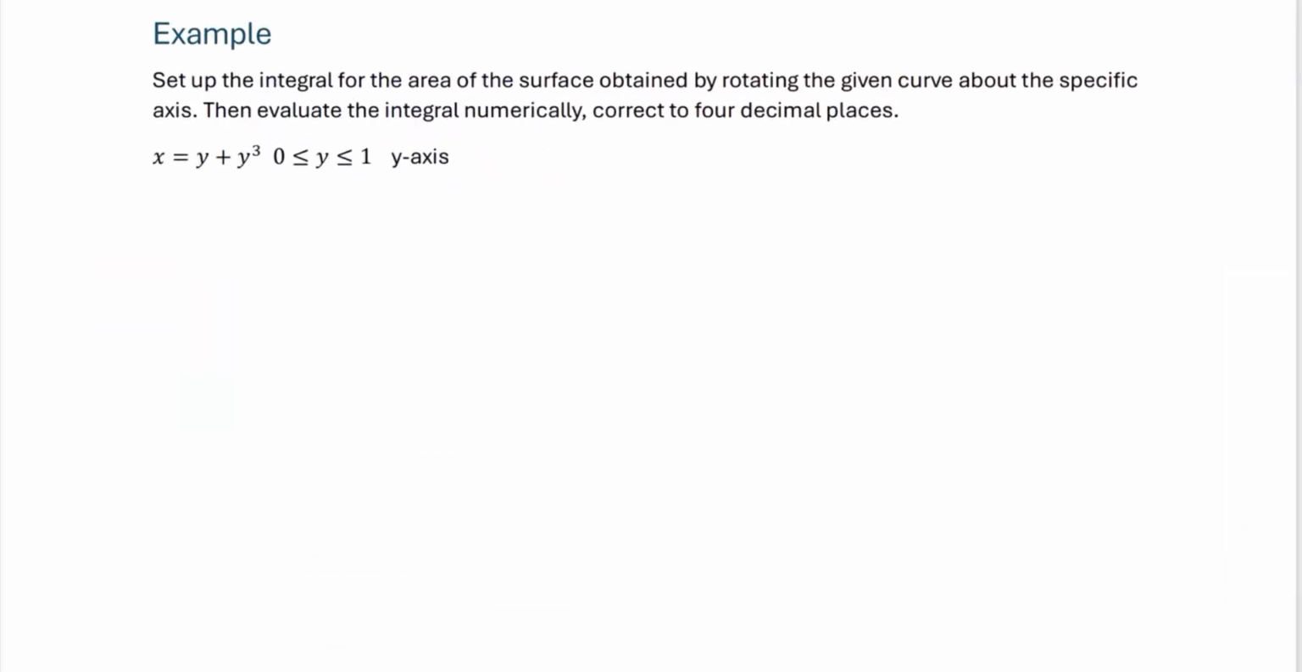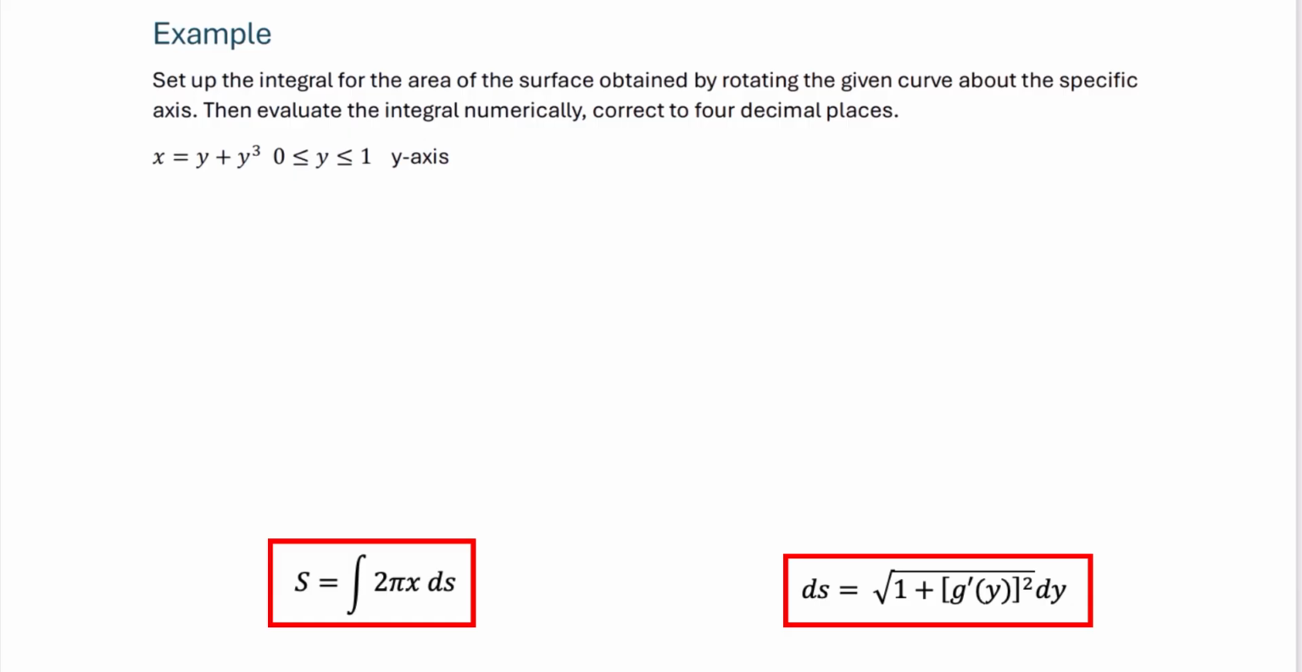In this example, we're rotating the curve around the y-axis. Again, using the formula, it's helpful to first find the derivative. So let's find the derivative. This time we'll do it with respect to y. We get 1 plus 3y squared. And then we'll use that to slowly build the formula.